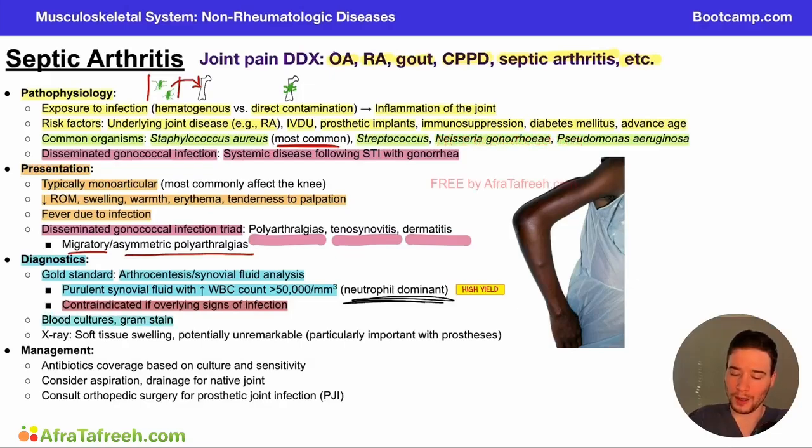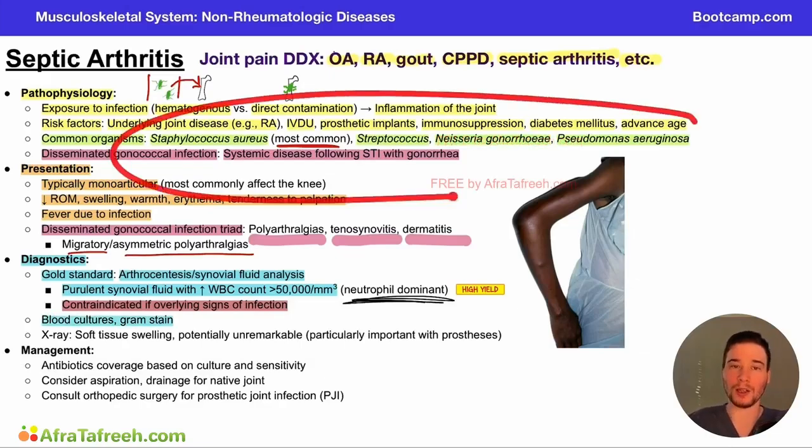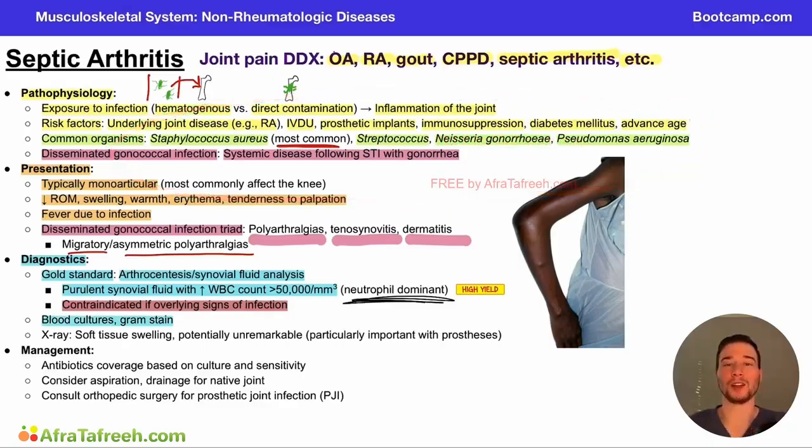Now, we're also going to be looking at our blood cultures and our gram stain, right? What bug is going on there? Can we figure out what's growing? Well, let's take a look. And that's important because it can affect our treatment options in the end. And finally, looking at our x-ray.